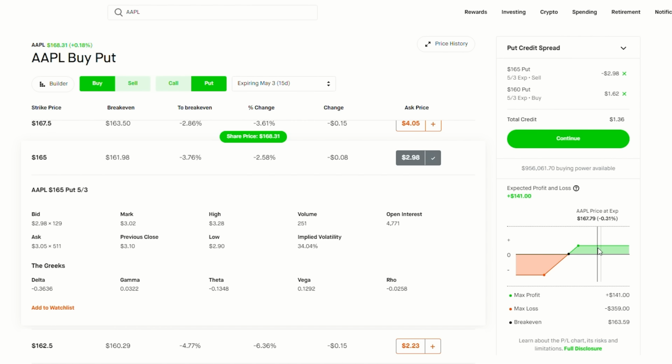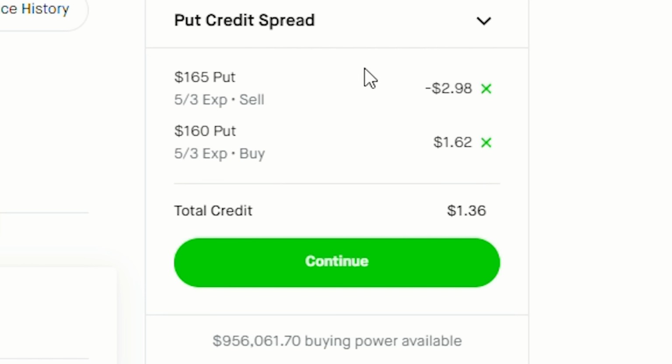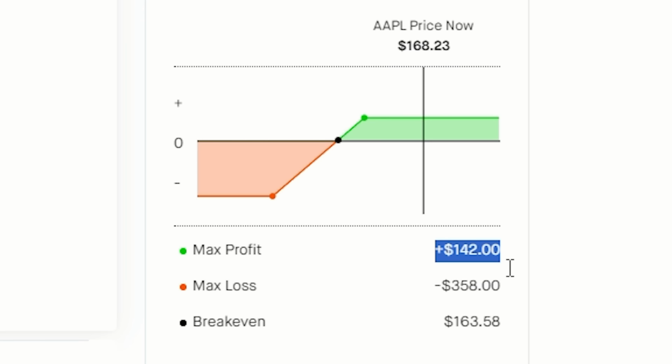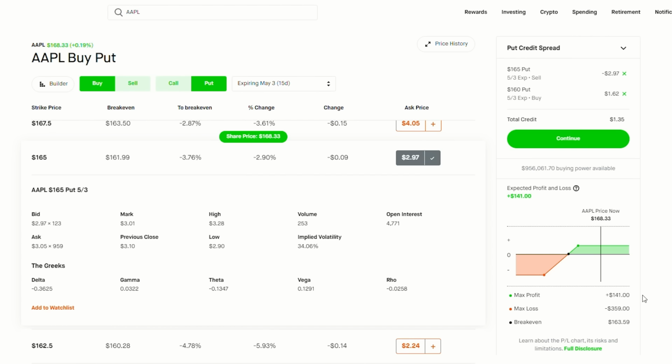You want to let options time decay kick in because a put credit spread is a selling strategy. It is a credit. You are collecting a credit. You are making money instantaneously. So when you open up this trade, you immediately get $142. Now, your account won't reflect that because you now have a negative $142 position in your portfolio. What you need to happen is you need time decay to kick in.